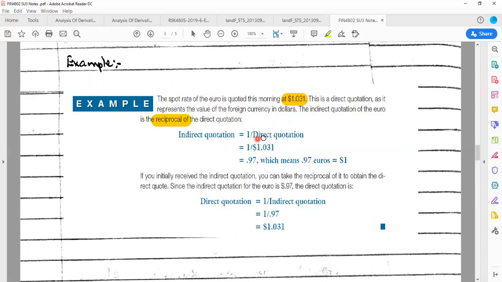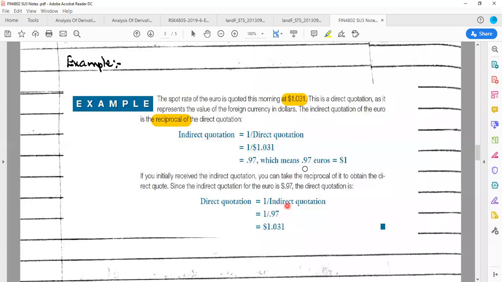So we say 1 divided by that amount, and we get 0.97. So that would mean that 1 US dollar is actually worth 97 cents in euros. Okay.